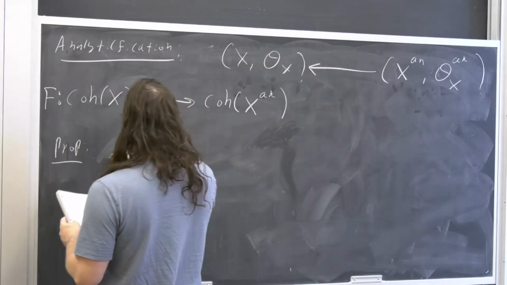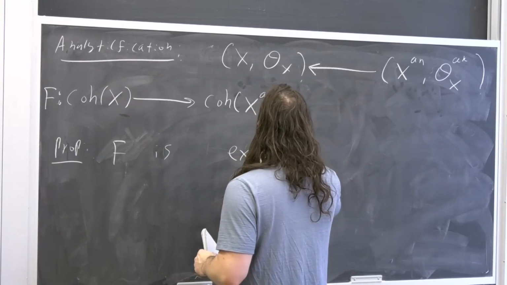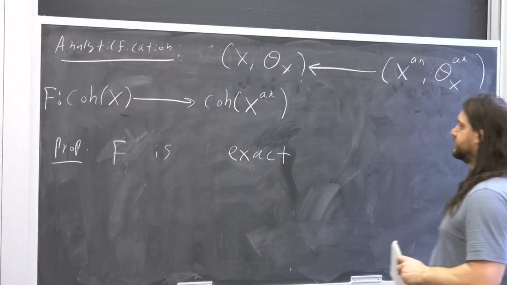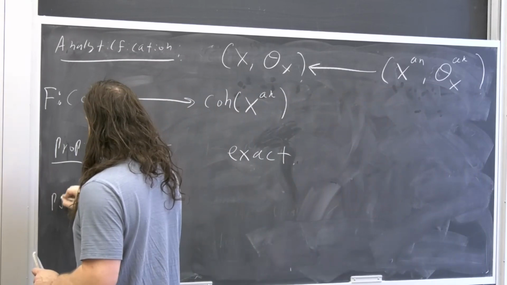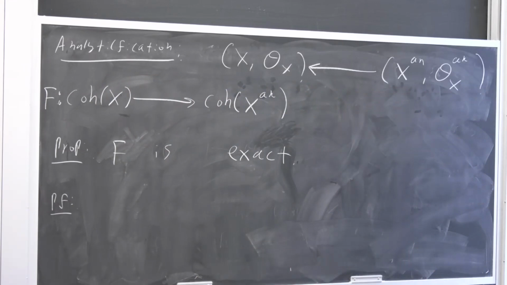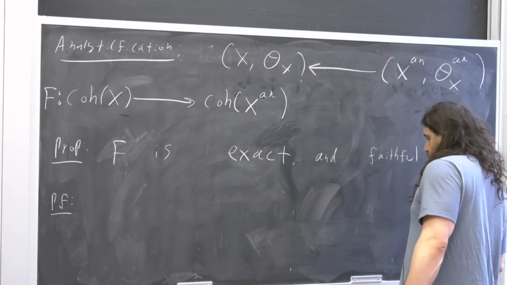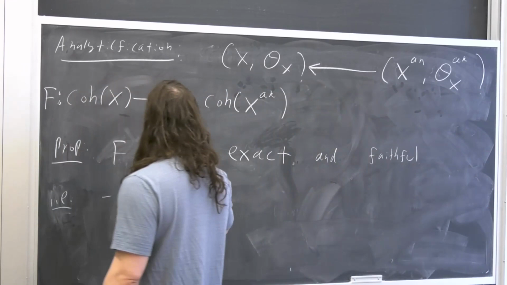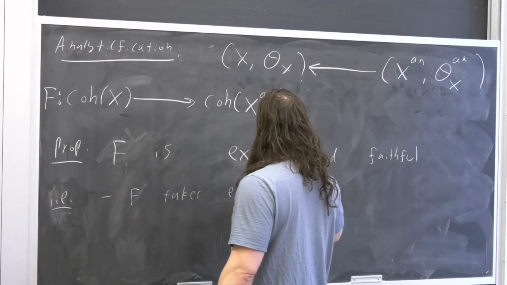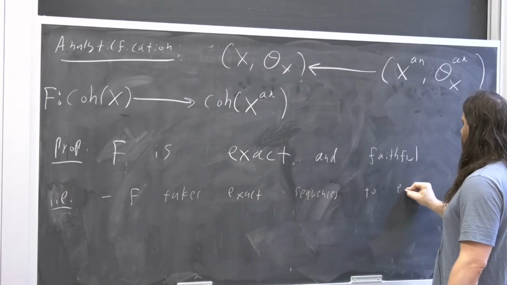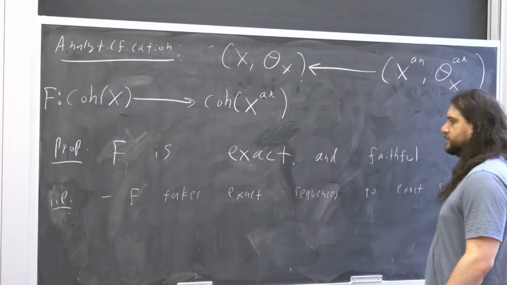And the claim is that this functor F is exact and faithful. And that's pretty much all that you can say. So what does this mean? F takes exact sequences to exact sequences. That's what the word exact means.